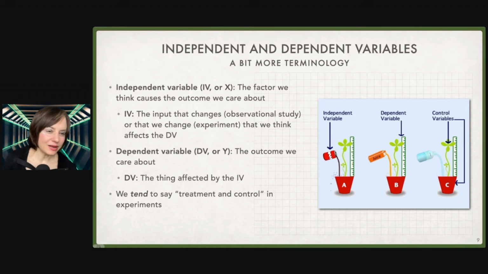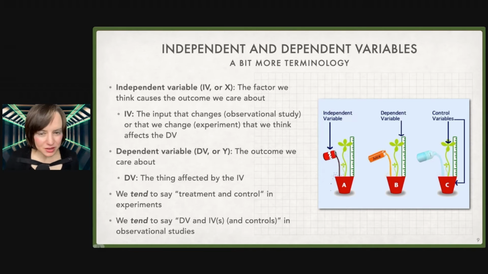We tend to use the language of treatment and control in experiments, and we tend to say DV and IV or DV, IV and control variables in observational studies. Control variables really are other independent variables we're not so interested in, but we'll get to that later. They're all the same thing, right? So our IV is our treatment, and our dependent variable or our outcome in our experiments or our observational studies are the same thing. So lots of different terms depending on the kind of research you're doing.